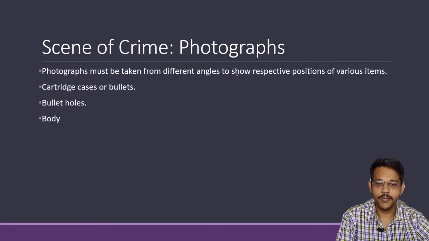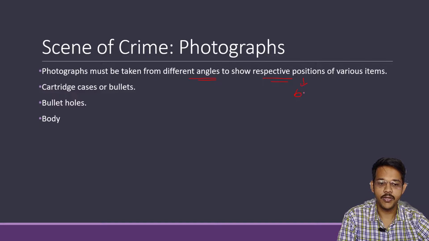First, coming to the scene of crime, we have to take the photographs. Photographs must be taken from different angles to show the relative position of various items. It may be related to the body, as well as all the wounds, which have to be noted from different angles. Then photographs of the cartridge cases or bullets which are present, and empty cartridges, will be taken. Bullet holes in walls or any place other than the body, if present, and bullet holes on the body have to be photographed, and photographs of the body have to be taken from different angles.